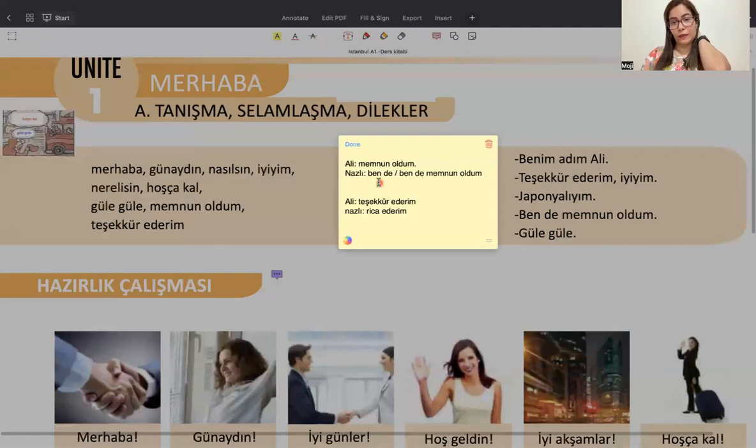We have a conversation between Ali and Nazlı. Ali says, memnun oldum, nice to meet you. Nazlı can say, ben de, means me too. Actually the literal meaning is me too, but in English we say you too. Nazlı can say ben de or ben de memnun oldum. So as you can see, there are two answers: ben de or ben de memnun oldum.